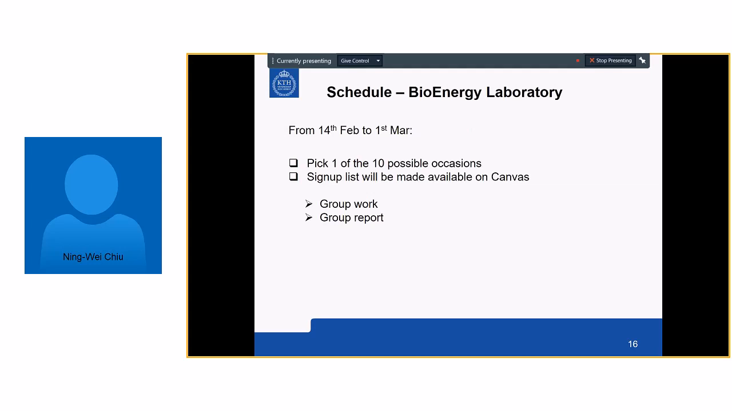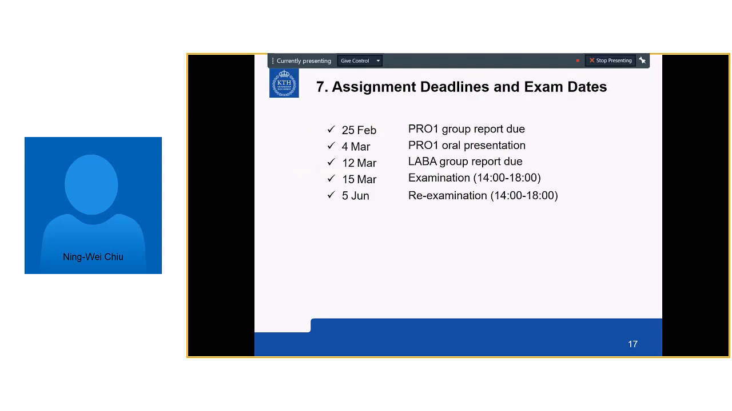The deadlines and exam dates are shown on this slide. So on the 25th of February, we have the project report due. You have to submit it through Canvas. And then on the 4th of March, we will have a full day oral presentation. I will cut the group into two parts. Half of the class will attend the morning session and half will attend the afternoon session. One oral presentation per group.